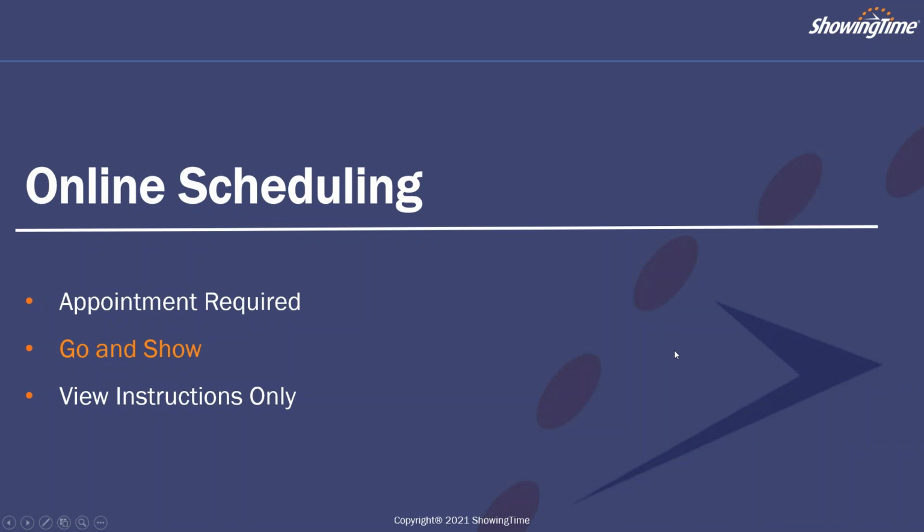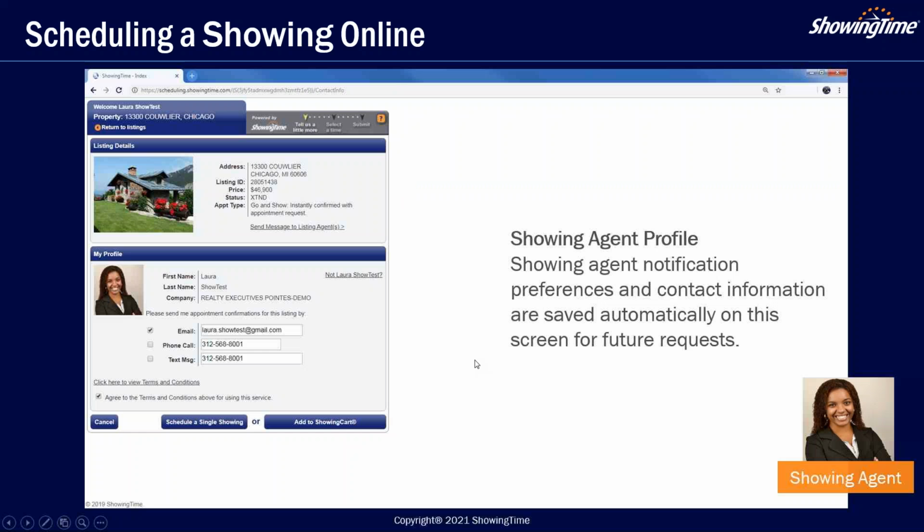All right, next is go and show. As a listing agent, you can also configure your listings as a go and show. Just like appointment required, buyer's agents will need to pick an available date and time to show the property. But once they do, those appointments will be confirmed automatically with no action on the listing agent's part. So this is popular with vacant homes on lockbox, as well as really flexible sellers who want to maximize the amount of showings they can receive.